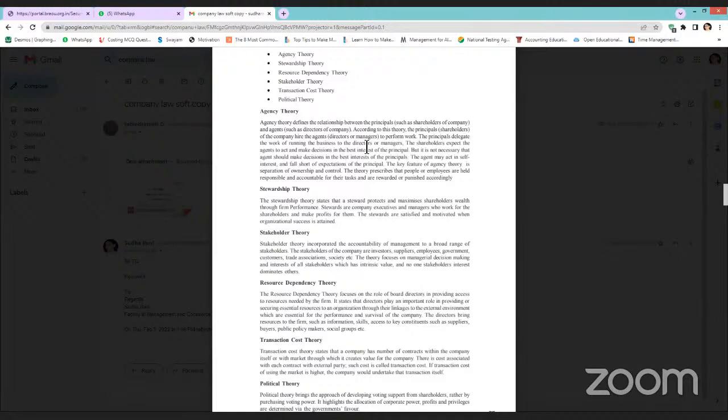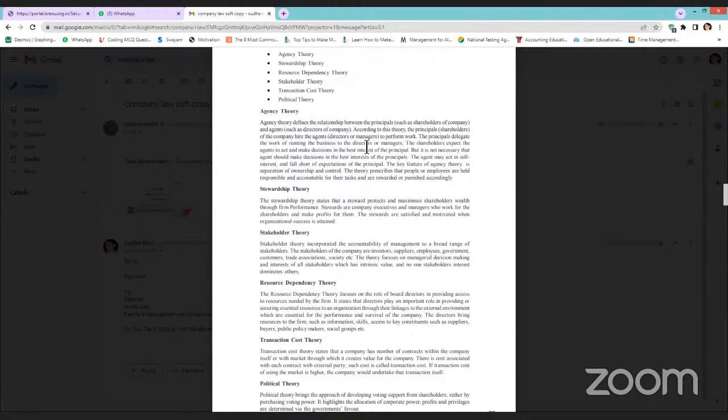Obviously shareholders expect that agents act and take decisions in the best interest of the principal. But it is not necessarily so that the agent will make decisions in the best interest of the principals. The agent may act in self-interest and fall short of the expectations of the principal sometimes. The key feature of agency theory is the separation of ownership and control. So this theory says there is a principal and agent relationship between the shareholders and the directors of the company.